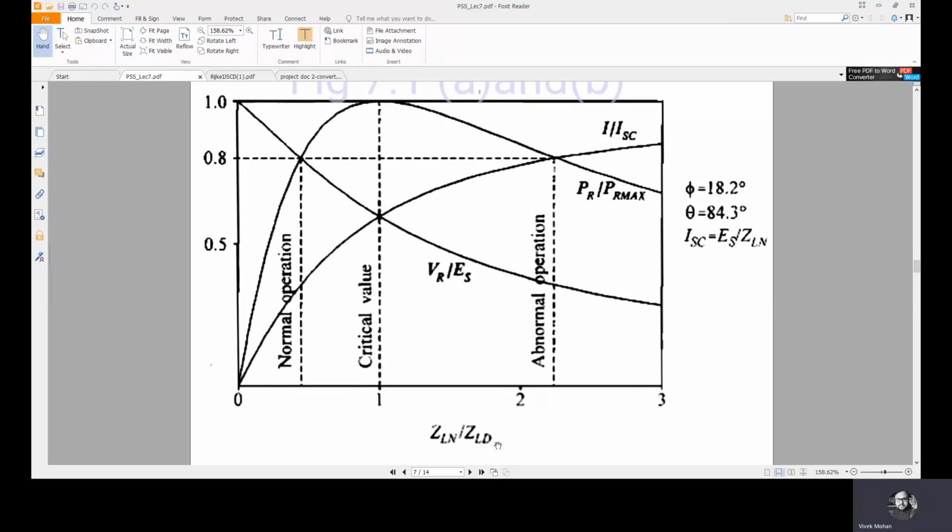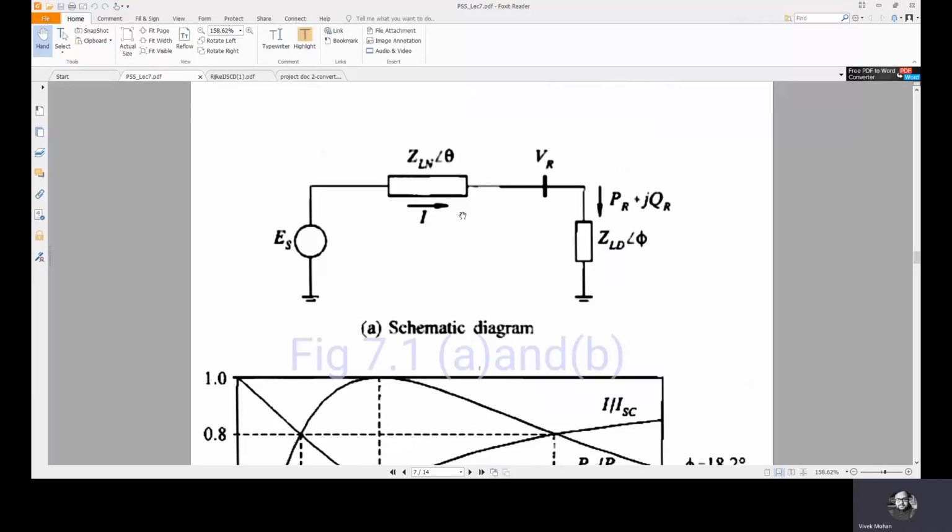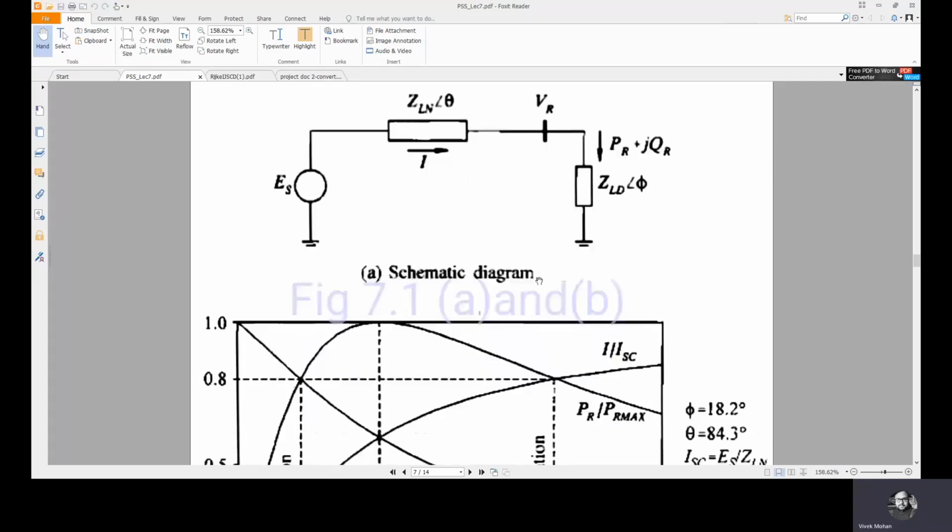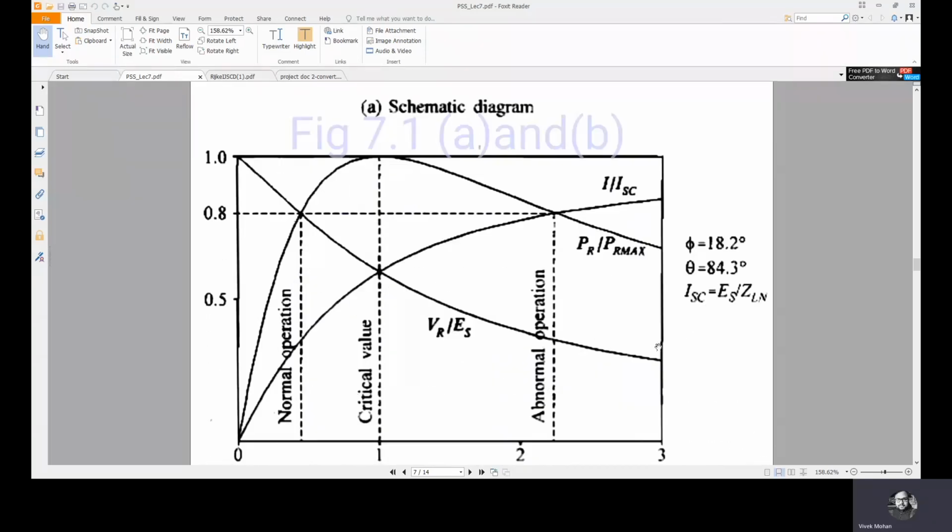So when load is increased, equivalent load impedance ZLD decreases and the current drawn from the supply increases, which means this I is increasing. When this I is increasing, I into ZLN drop will increase. This voltage drop will increase, which means the VR, the receiving end voltage VR will decrease. That is what is shown here. VR is decreasing. Only thing is we are representing this in terms of ES, the sending end voltage ES. That's all.